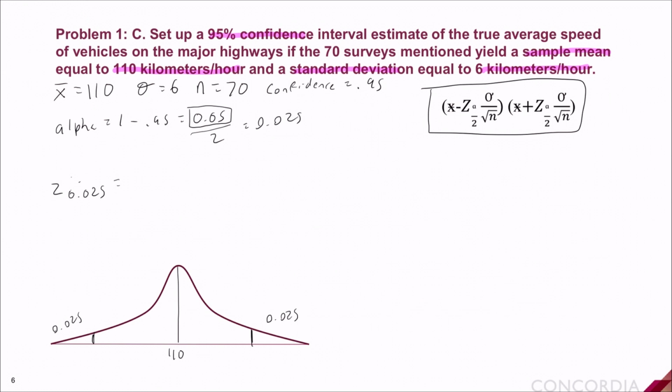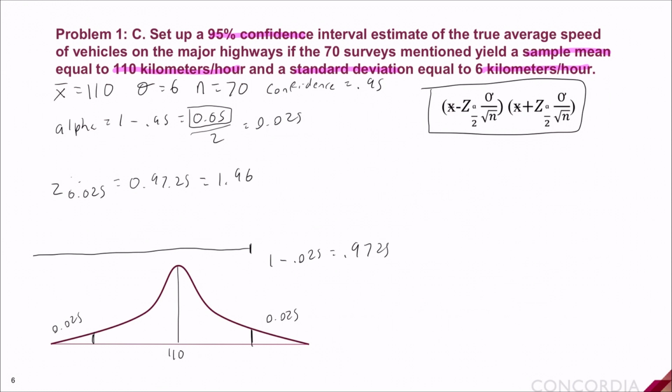And then to find the z-score equivalent to that point, we'd be looking for a z-score that covers this entire area. So it would be 1 minus 0.025, which gives us 0.9725. So you'd be looking for a z-score that leaves 97.25% to the left of it. And that'll give you a value or a z-score of 1.96.